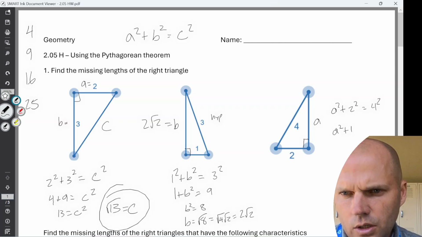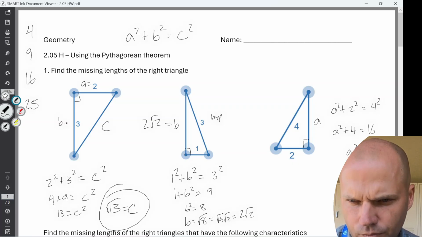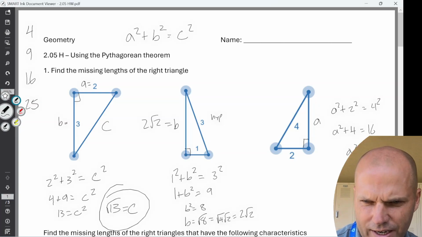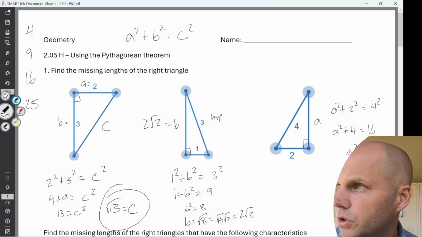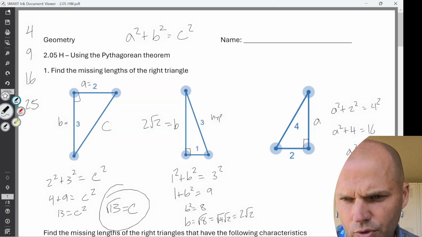That means we'll have A squared equal to 12. Square rooting to find A or B, the missing leg will be root 12, which is root 4 root 3, or 2 root 3.